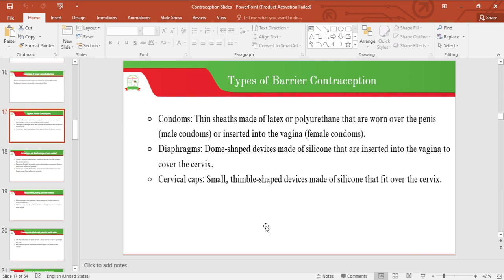In other words, as you remember, the mechanism of action of these barrier methods is to prevent the sperm from gaining entry into the vagina, gaining entry into the what? Into the cervix, then eventually into the uterus, then into the fallopian tube where fertilization usually occurs. So when a cervical cap, diaphragm, or condom has been used, it will prevent the sperm from traveling to reach and fertilize the ova or egg.